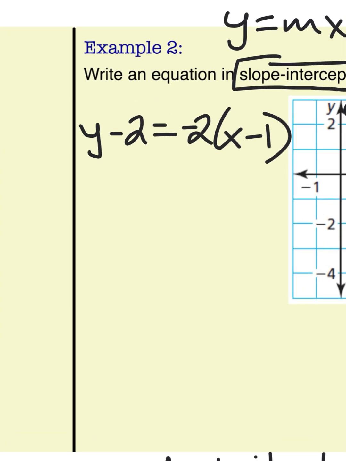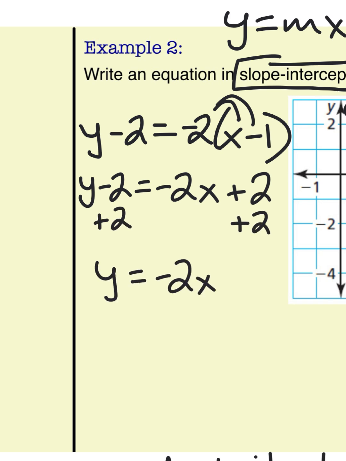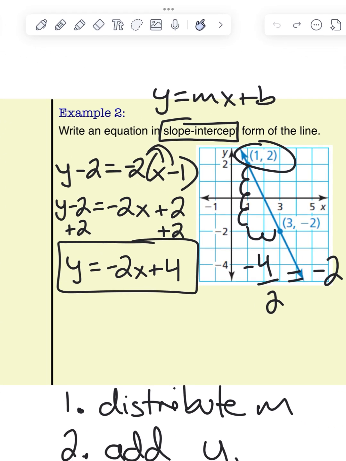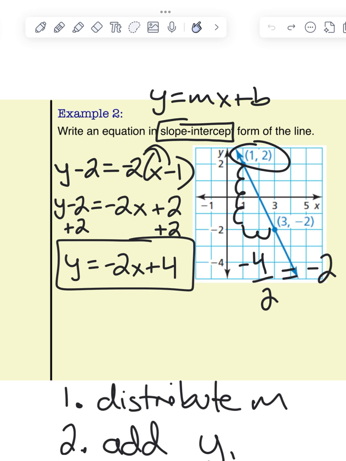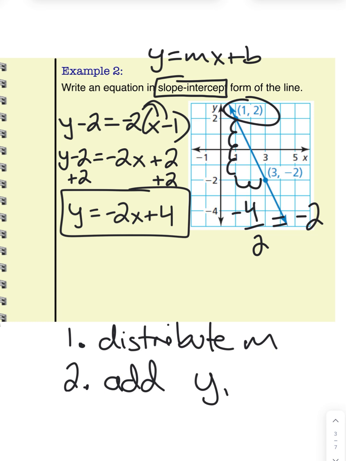I'm going to come up to this equation, distribute m. So we'll copy this side. I have negative 2x, negative 2 times negative 1 is positive 2. And then we add y1. So I have y equals negative 2x plus 4. That's an equation in slope-intercept form from that graph. We started in point slope and then we converted it to slope-intercept. I would also write the steps at the bottom in your notes.